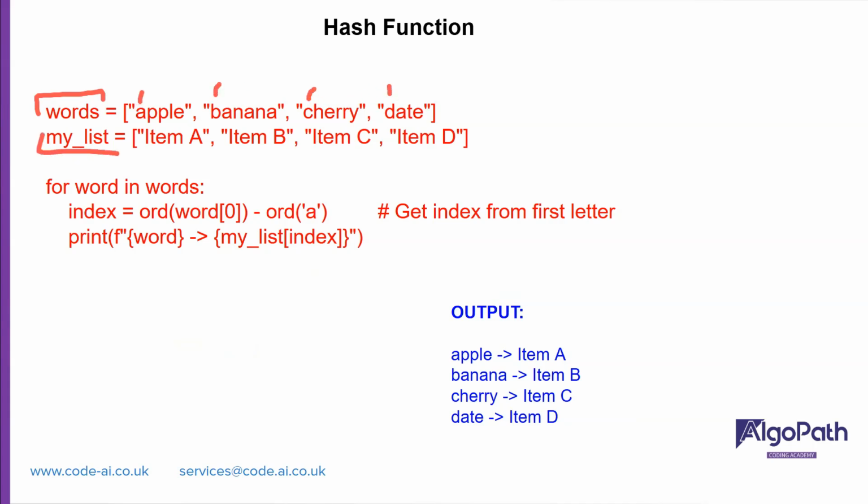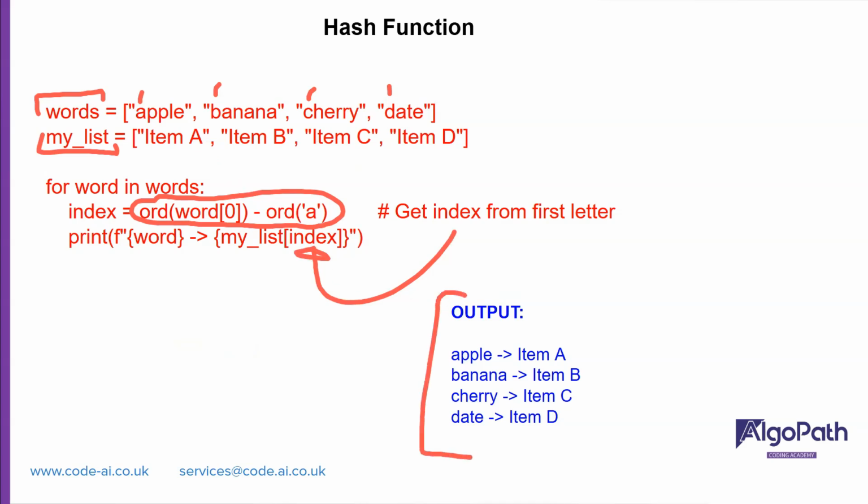And then I have my list here. My list is item A, item B, and so on. This is where the magic happens here. This is where we get the index that represents the data in our dictionary. And you can see the output down here as well. So basically, if you run these 5 lines of code here, they will map out apple to item A, banana to item B, and so on and so on.